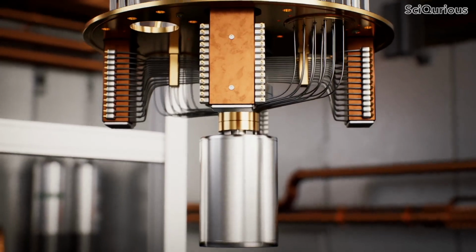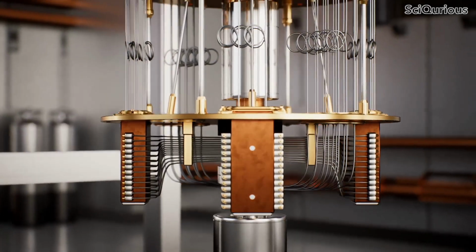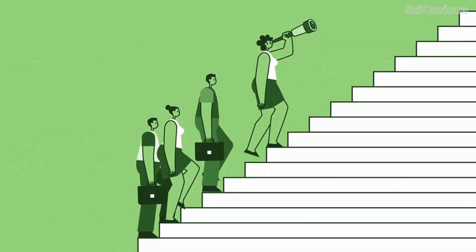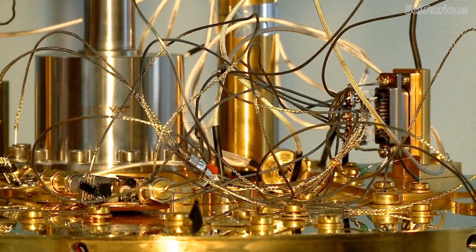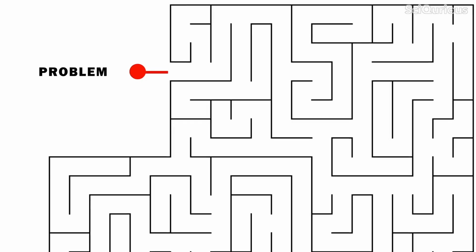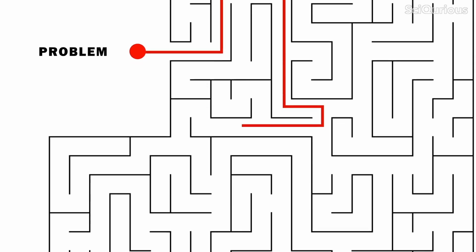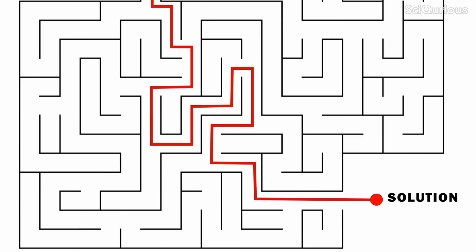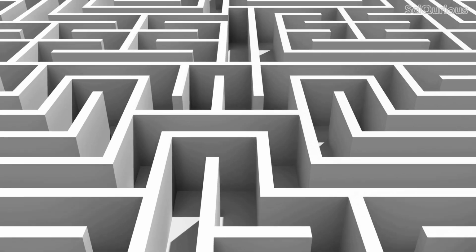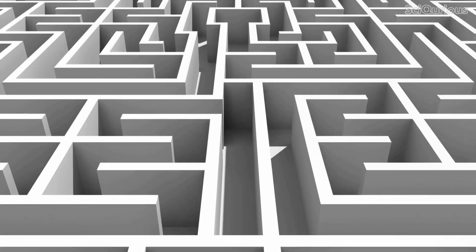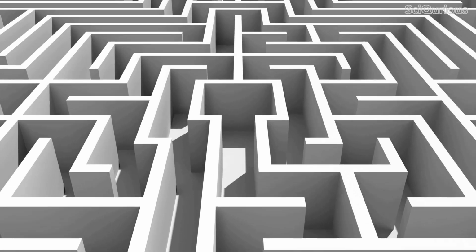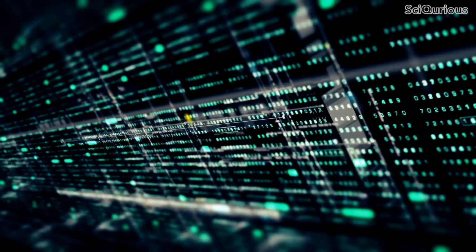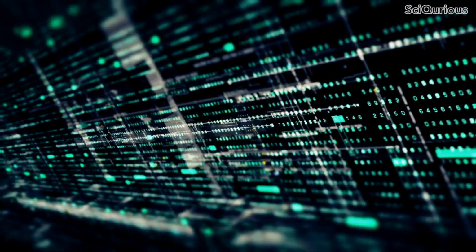Quantum processors don't solve problems the same way regular computers do. While a classical computer has to go through each step one by one, a quantum processor can explore many possibilities at once. Imagine trying to find the fastest route through a maze. A classical computer would test each path individually, but a quantum processor can explore multiple paths at the same time, finding the best route much faster. This ability to process multiple options simultaneously makes quantum computing incredibly powerful for solving complex problems.